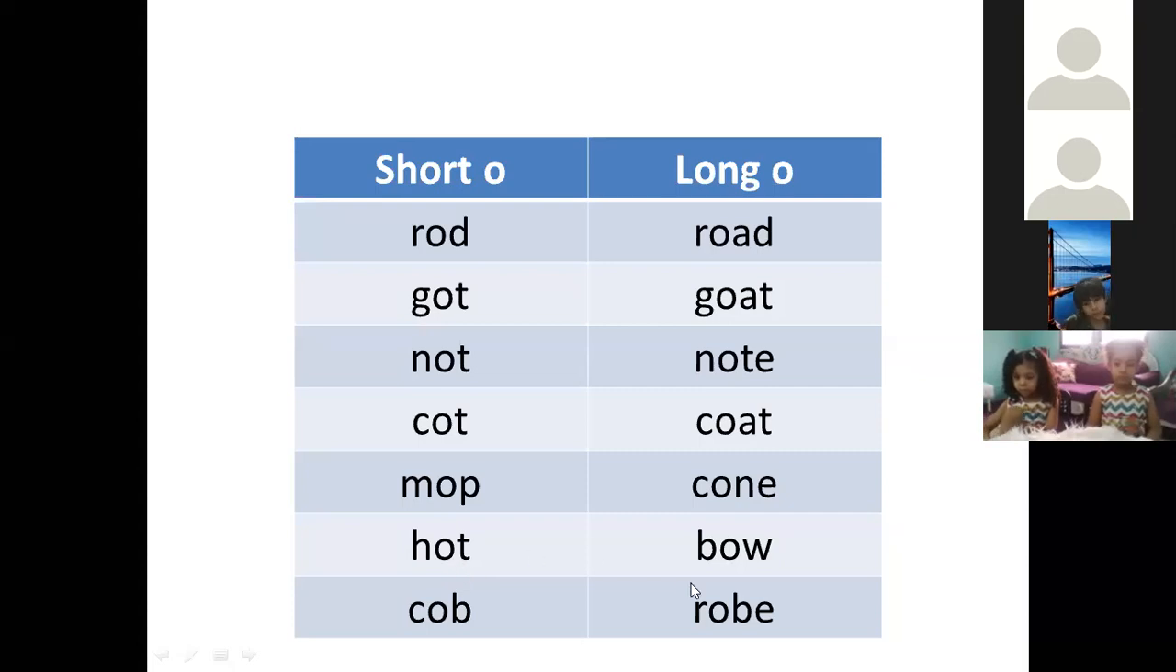Mob. And this is what, Sama? For the long, it will be? Coal. Excellent. Complete, yes. Call. What's this here? For short. Hot. And this is what, Sama? O and W will be? Bow. This is what, Sama? Bow. Come, Sama. Complete this. Cub. And the last one is what?